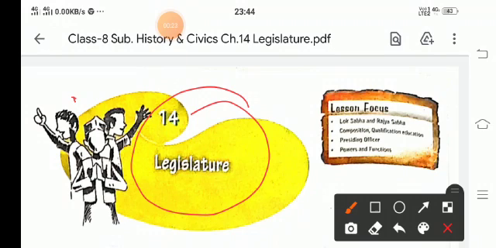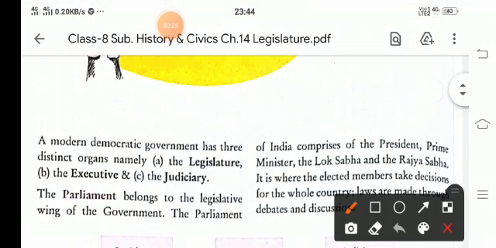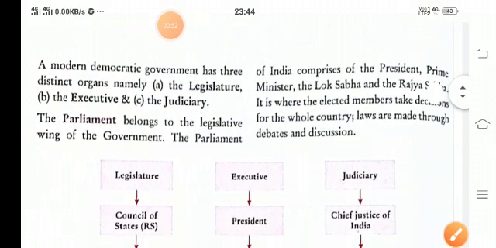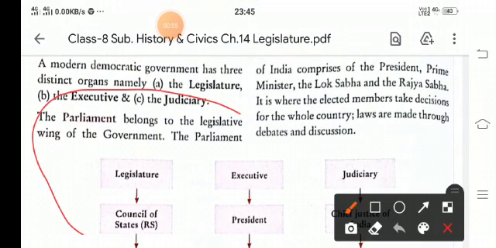As you know, India is one of the largest democratic countries in this world, and to run this country we need a solid form of government, and that government has three distinct organs: legislature, executive, and the judiciary. These are the three parts of our government. The parliament, where all the elected members sit, makes the law or changes the law through the representatives elected by us.